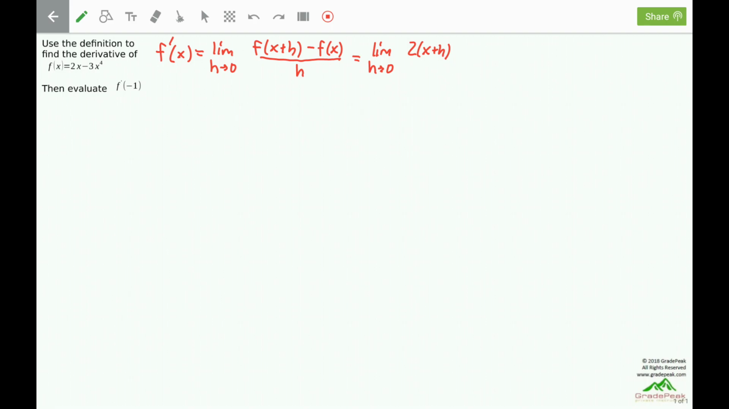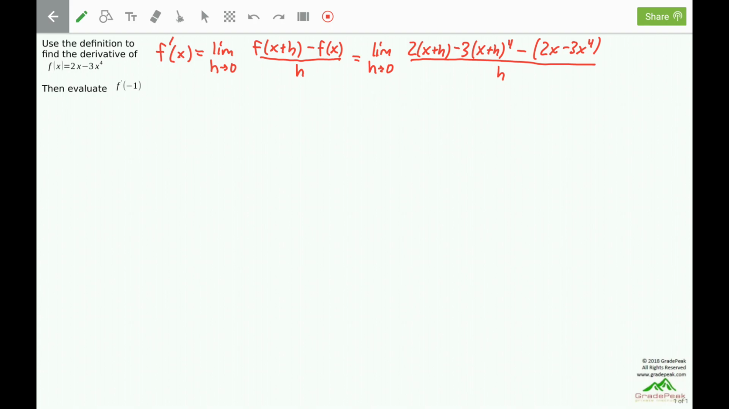Instead of a negative 3x to the fourth, we will have a negative 3 times x plus h to the fourth. And then from this, we subtract f of x. Now be sure to put f of x in parentheses, always for the subtraction, because we need to take the opposite sign of every term making up f of x. All of that is over h.